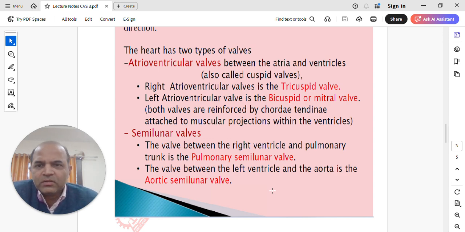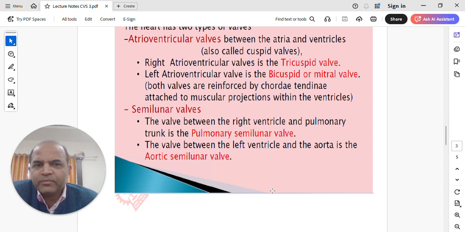As you know about the atrioventricular valve, it is the valve between the atrium and the ventricle. So between the atria and ventricles, two types of valve are found. One is on the right side, another one is on the left side. The right atrioventricular valve is known as the tricuspid valve. It means it has three cusps.